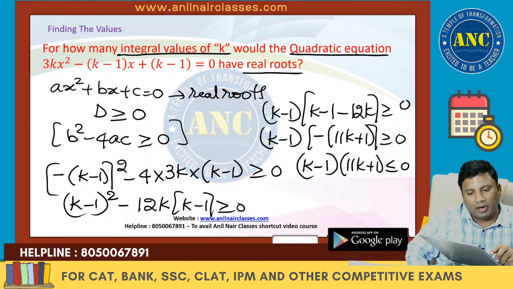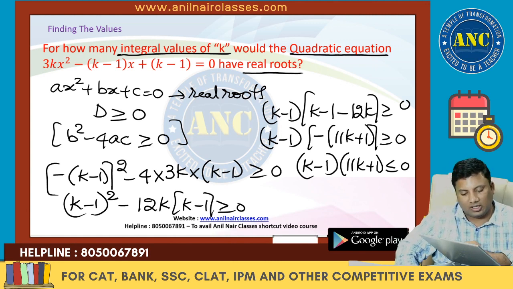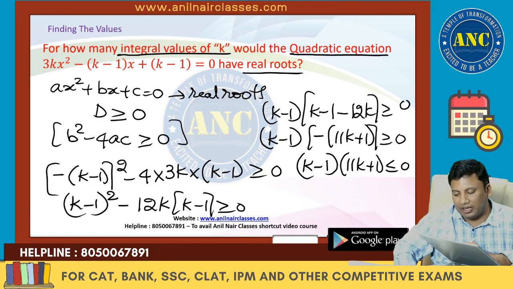B square minus of (k minus 1) square minus 4 into 3k into (k minus 1). Minus square is plus 1. (k minus 1) square minus 12k into (k minus 1). (k minus 1) common: (k minus 1 minus 12k). So it is nothing but minus of (11k plus 1).